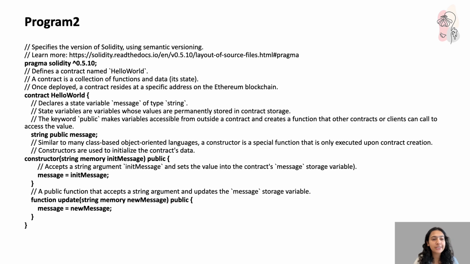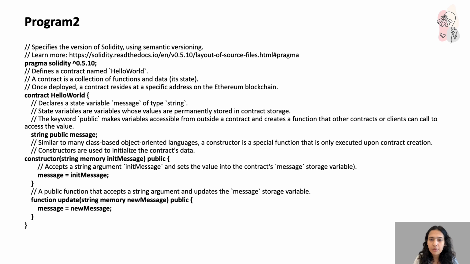Then we have a constructor function, which runs only once when the contract is deployed. It takes a parameter called initMessage, that is, initial message, and stores it in our state variable message. So whenever you deploy the contract, you can pass in your custom message and that will get stored on the blockchain as your initial value. Just think of it like getting a default message and setting it up the moment your smart contract is born.